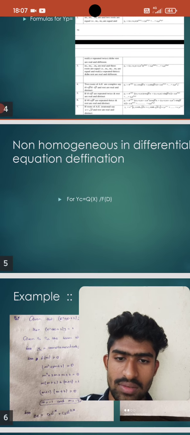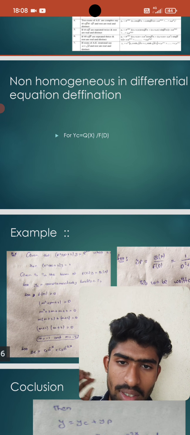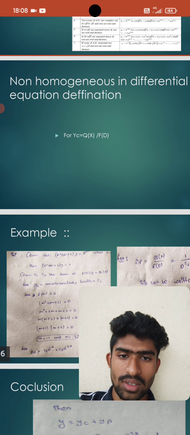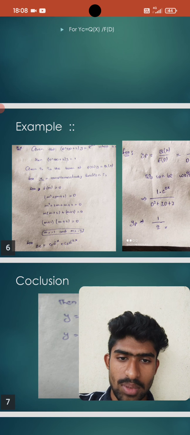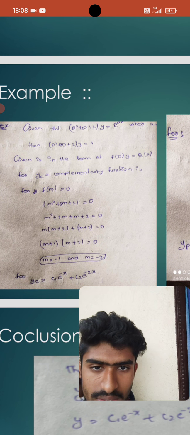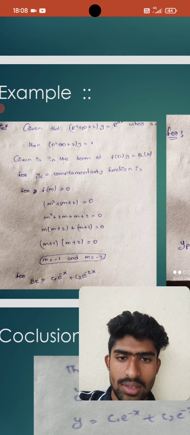Next, non-homogeneous differential equation: here yp equals q of x divided by f of D. This is the formula for yp, where yp is the particular integral. For example, the given question is (D square plus 3D plus 2) y equals e power x. This is of the form f of D into y equals q of x.